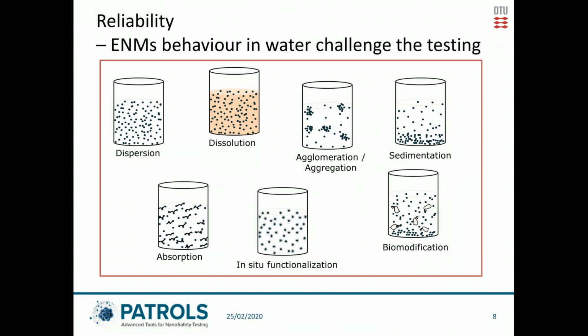This is most likely because there's a number of processes occurring for nanomaterials that we're not used to seeing when we are dealing with dissolved chemicals. Here's a range of them. All of them can contribute to these axes that we saw on the other picture.